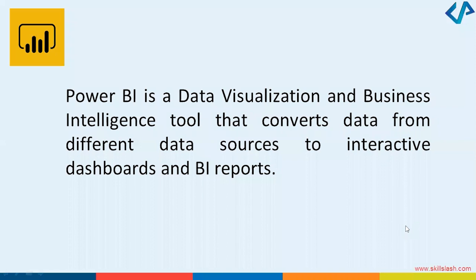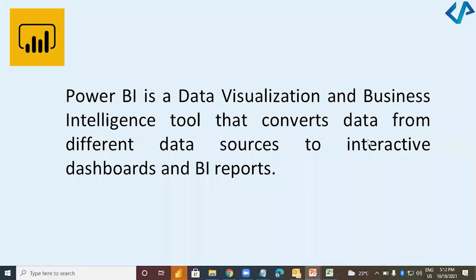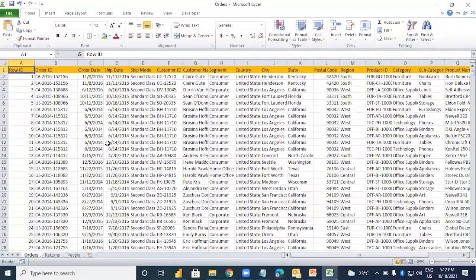Now, let me give you one example here. I'm opening this data. I have a small dataset in front of us. This data is about an online store, in which I have the order ID, order date, ship mode, and so on. This is 4 years of data for a US online store.